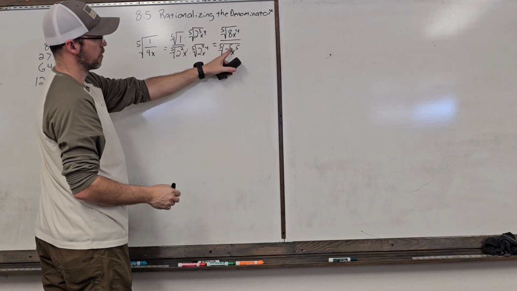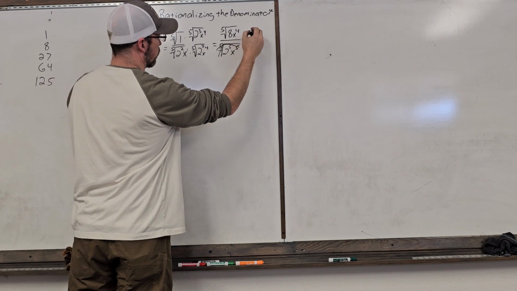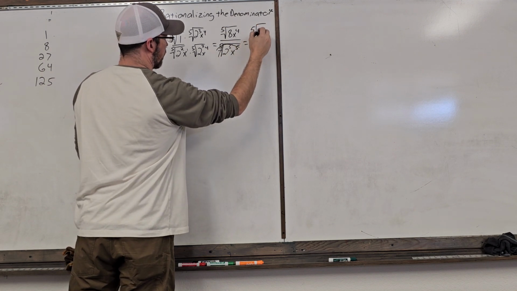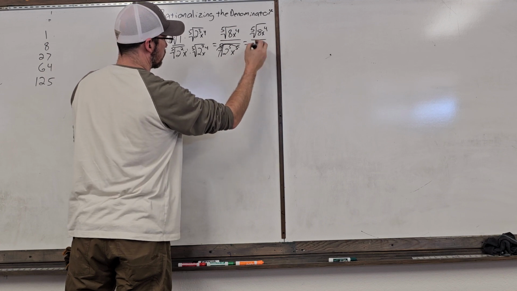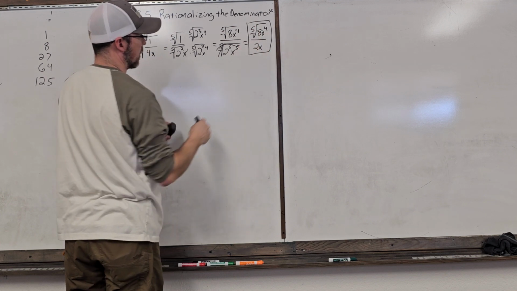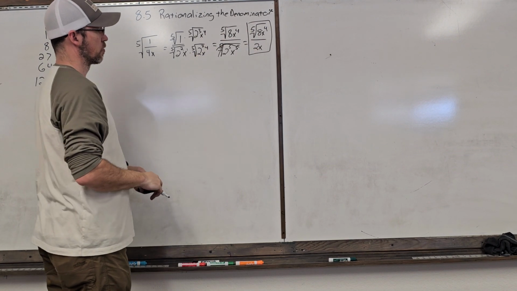As soon as these exponents are the same, then all of that cancels out, leaving me with the 5th root of 8x to the 4th over 2x. Again, I cannot reduce this 8 and this 2 because that 8 is stuck under the radical.